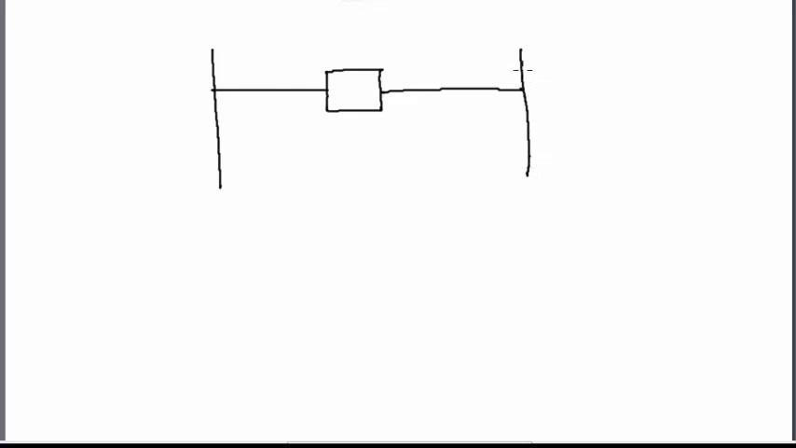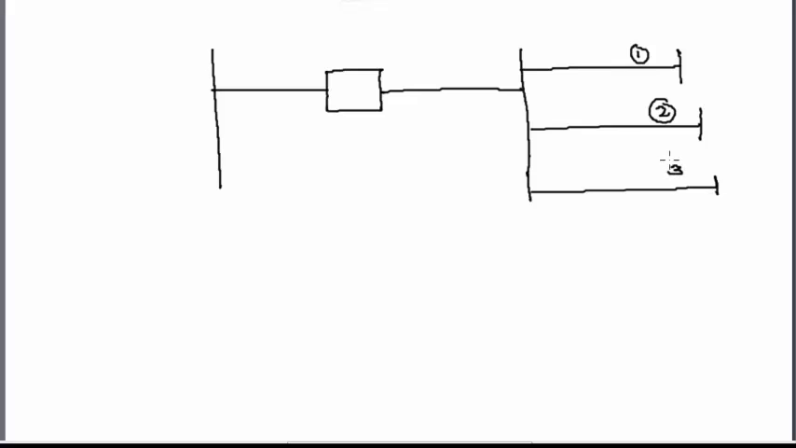Now from this bus bar we can have many other feeders. Like suppose this is feeder number 1, we can have another feeder which is feeder number 2, and we can have one more feeder which is feeder number 3, and all the three feeders are going and terminating at different places, and we have loads connected to this. Like we have a load at feeder number 1 end, load at the end of feeder number 2, and load at the end of feeder number 3.